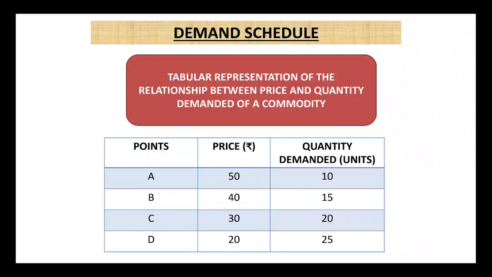Okay, now schedule in economics represents a tabular presentation. So whenever we say demand schedule, we are talking about a tabular presentation where there are different prices, and as per these prices, these are the quantities demanded. At 50, the quantity demanded is 10, and so on.